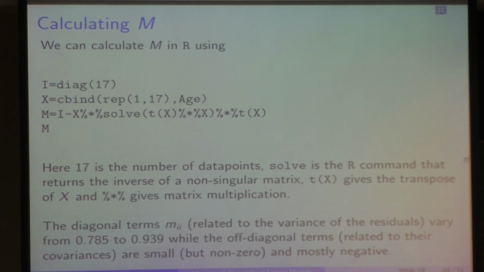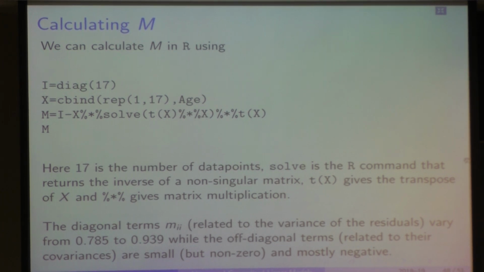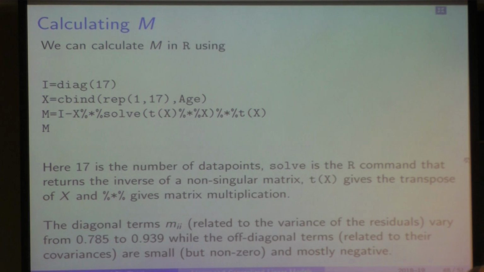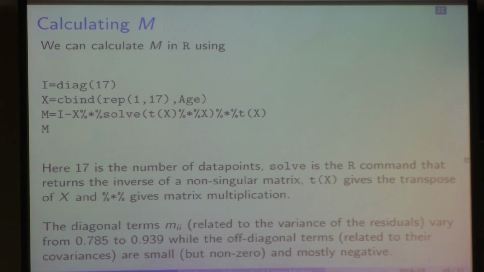Okay, so we can actually look at M and see what we get. I've said in the notes that it may not be that easy to read. It's a 17 by 17 matrix, and the way it is displayed may not be that easy to read, but we can see what it looks like. The diagonal terms, which remember are the variance of the residuals divided by sigma squared, in this case range from 0.785 to 0.939, so they're a little bit less than 1.